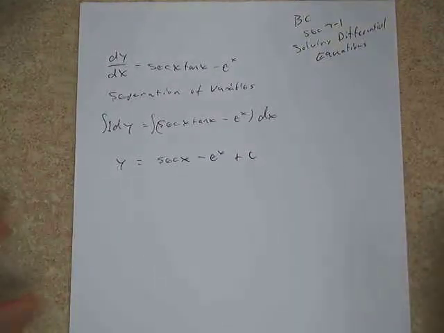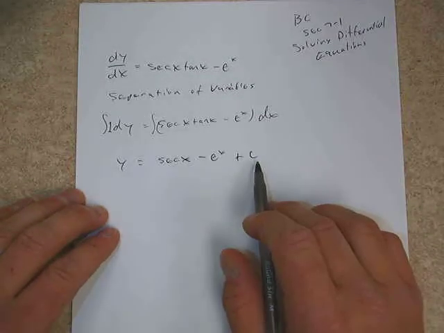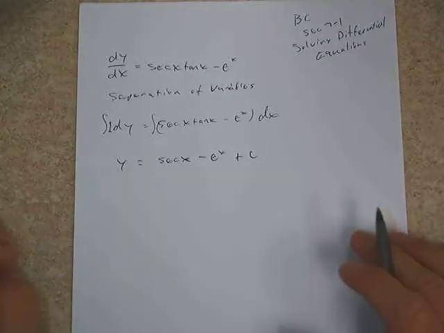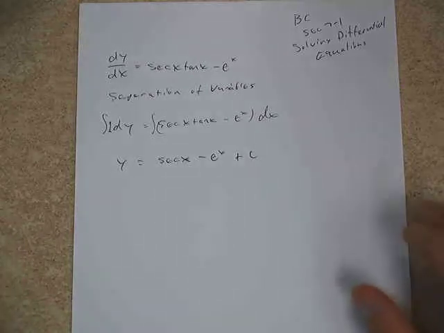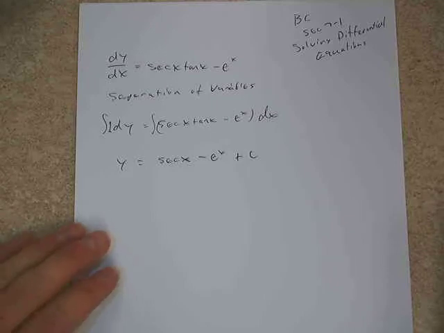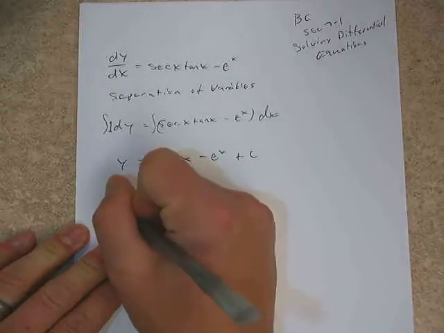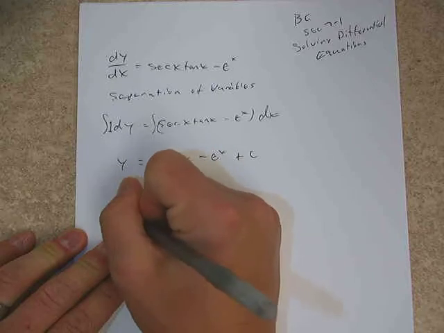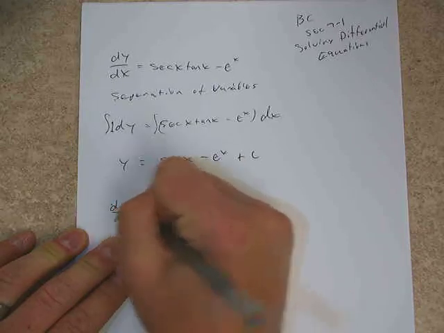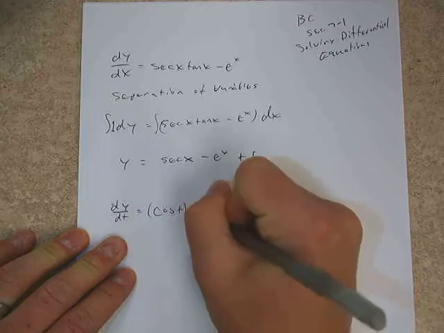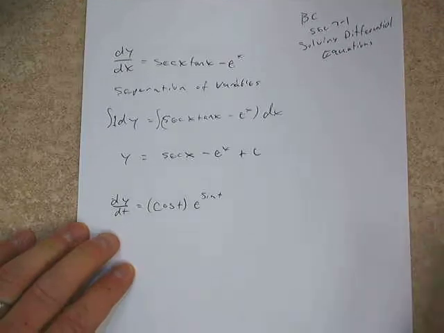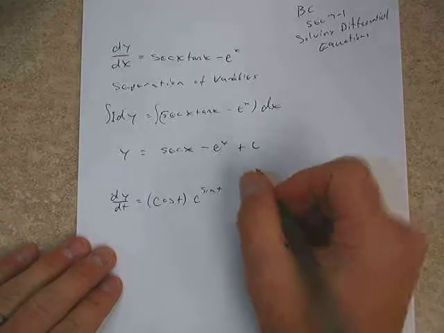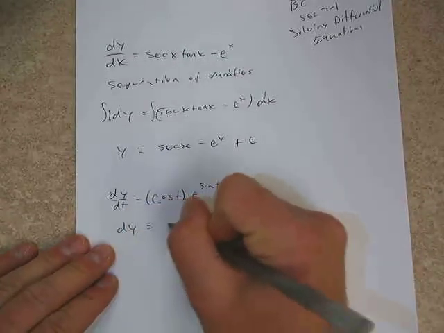Now, in a few minutes, we'll also look at what we call an initial value problem, which means that we're going to be given some value for when x is something, that y is something, which in turn will allow us to find this value c for a specific instance. But in the case of just solving a differential equation in general, your whole goal is to just find an equation for y. Okay. Let's look at another. How about if we do dy/dt this time, cosine t e to the sine t.